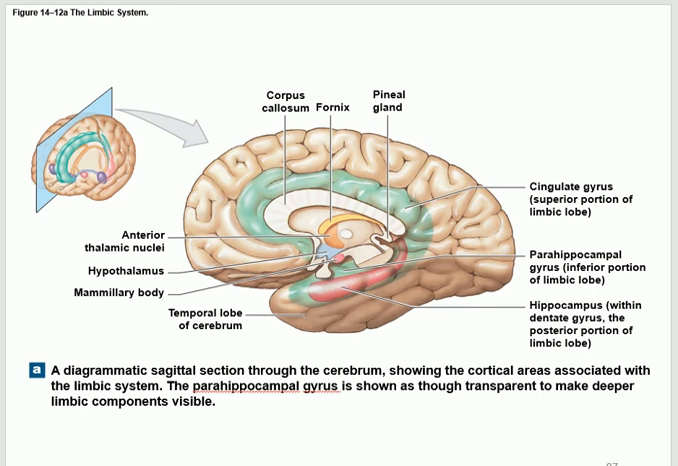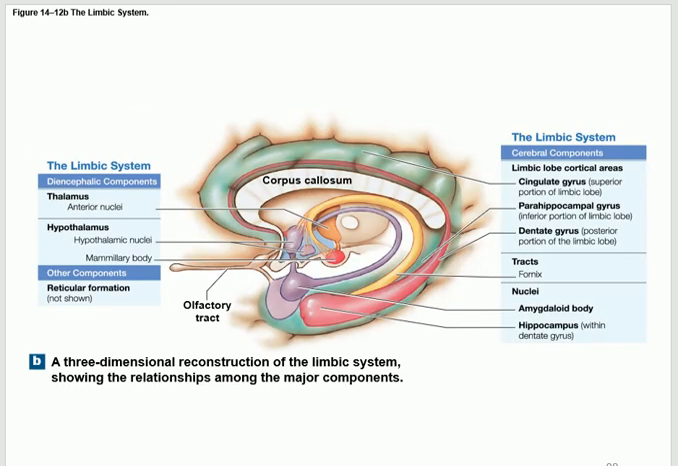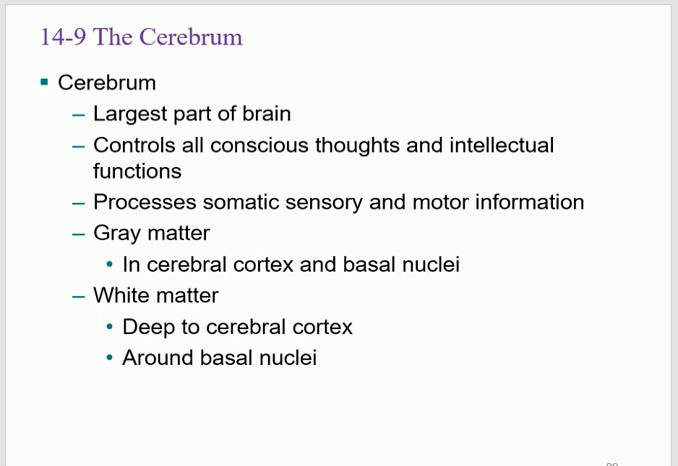Here is the limbic system with the different components. Anterior thalamic nucleus, the fornix, cingulate gyrus, parahippocampal, and so on. Okay, cerebrum, and I'm going to stop here at the cerebrum.